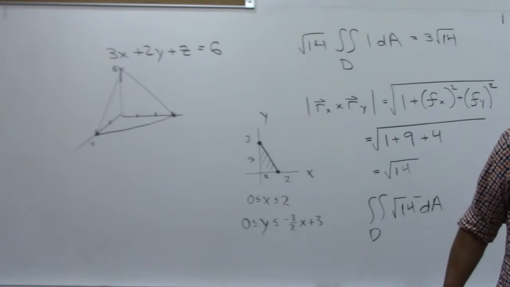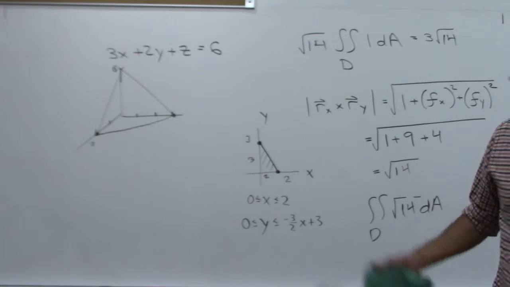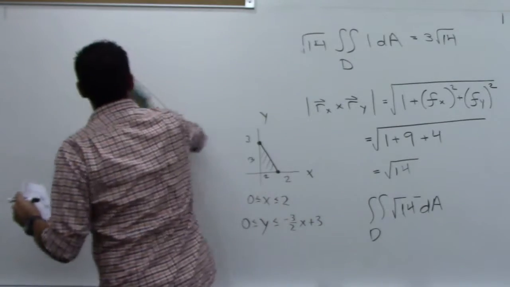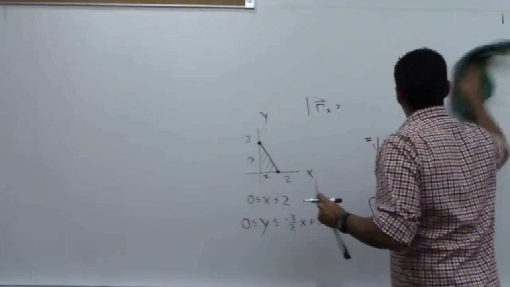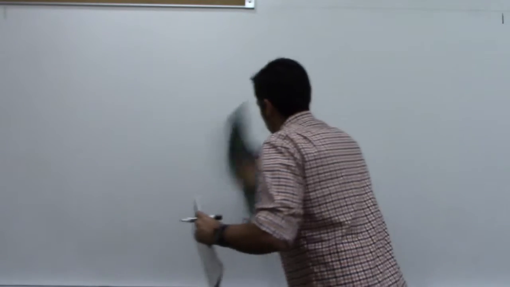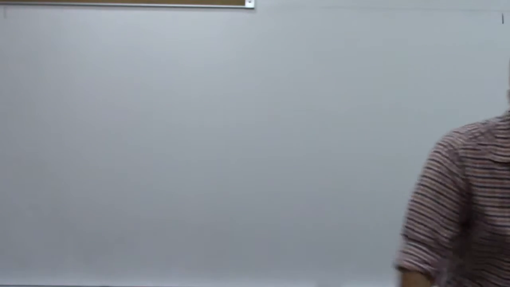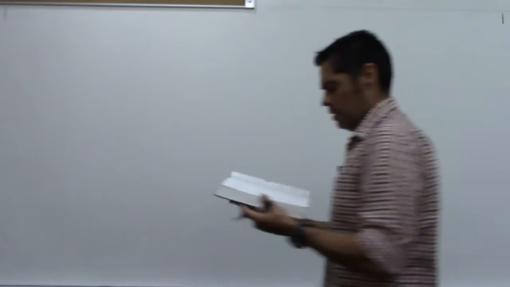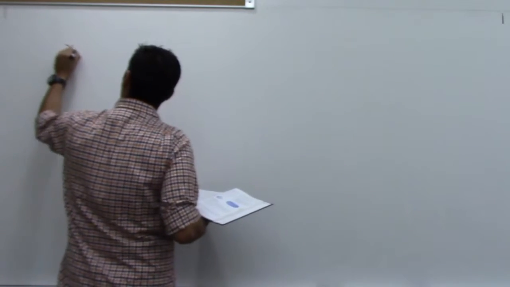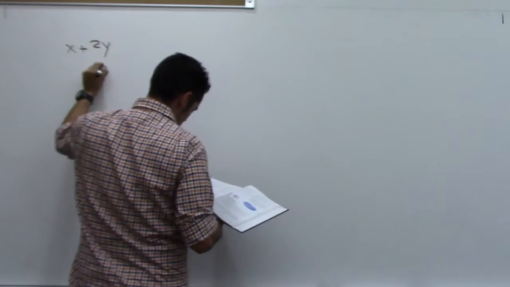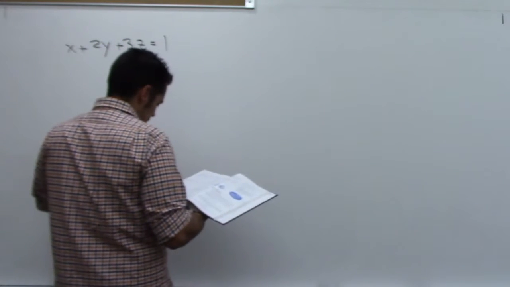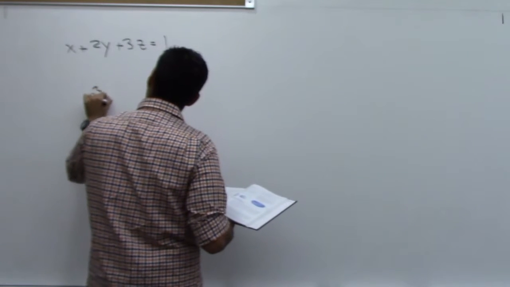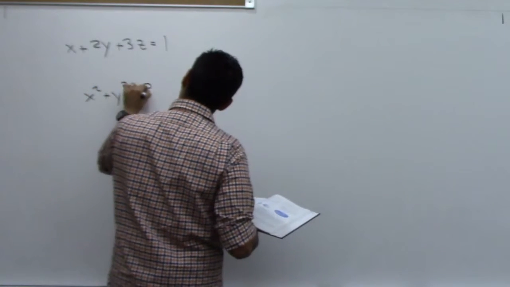All right. How about number 35? Number 35, you have another plane that lies in a cylinder. So you've got this plane, x plus 2y plus 3z equals 1. It lies inside the cylinder, x squared plus y squared is 3.